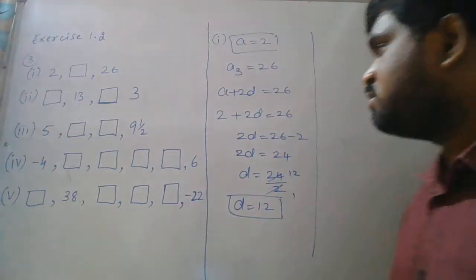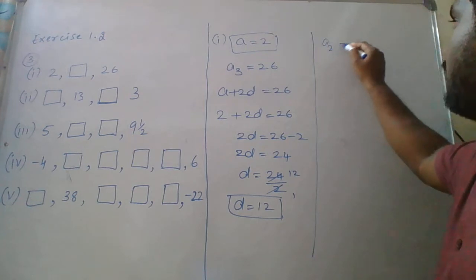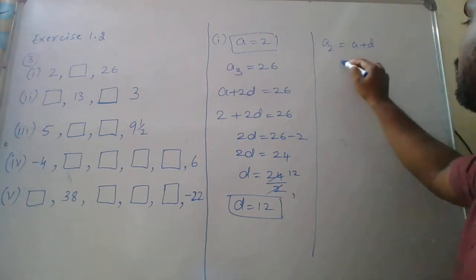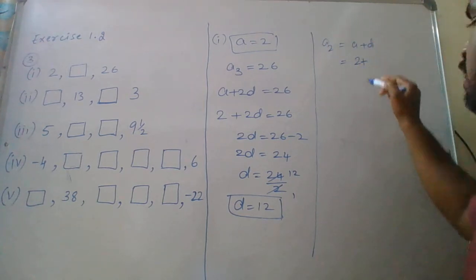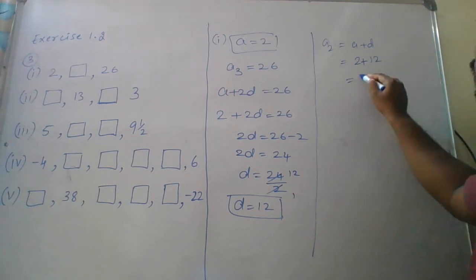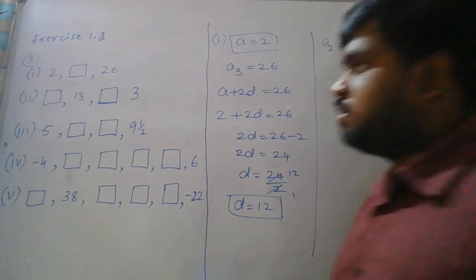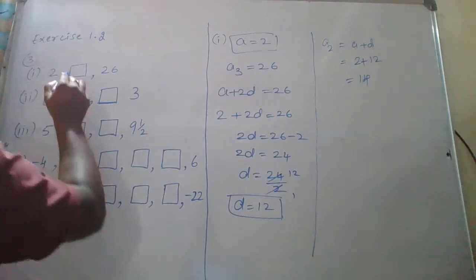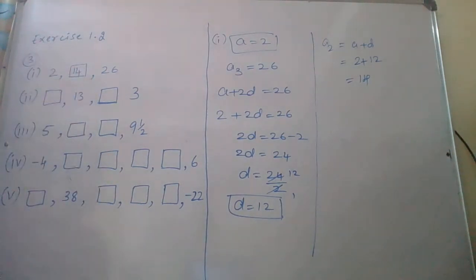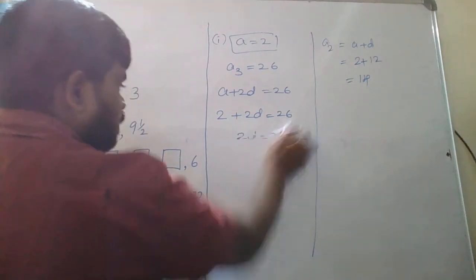You can easily find whatever is required. We require what? The second term. That is A2. A2 is A plus D. What is our A? 2, plus what is our D? 12. Therefore it is 14. Therefore our second term is 14. That is the missing number. Okay. 2, 14, 26. Let's go to the next question.